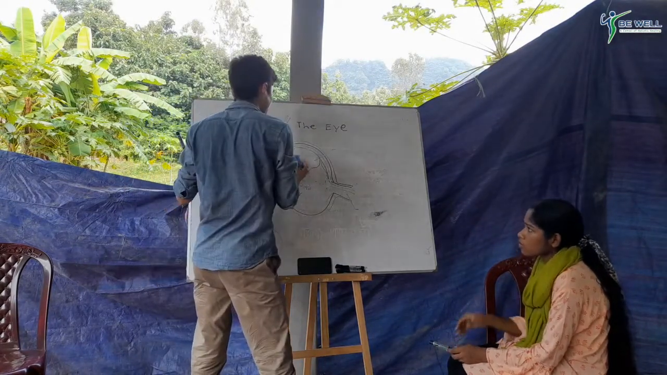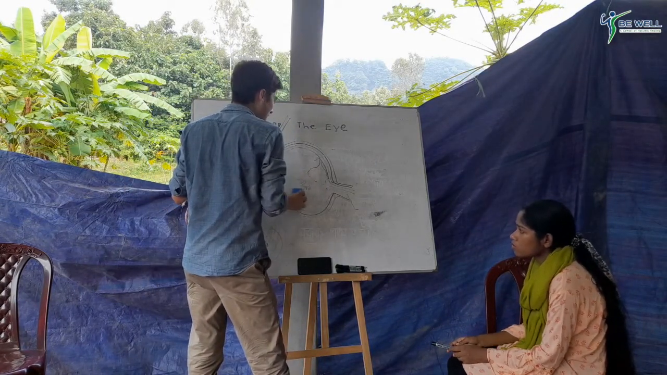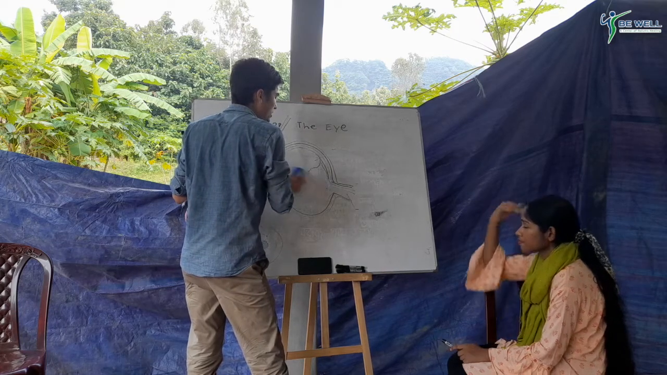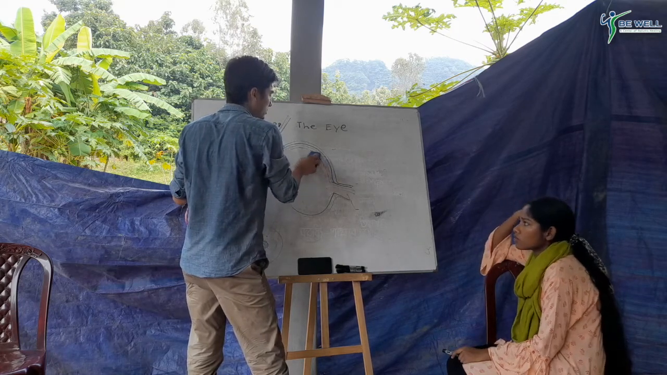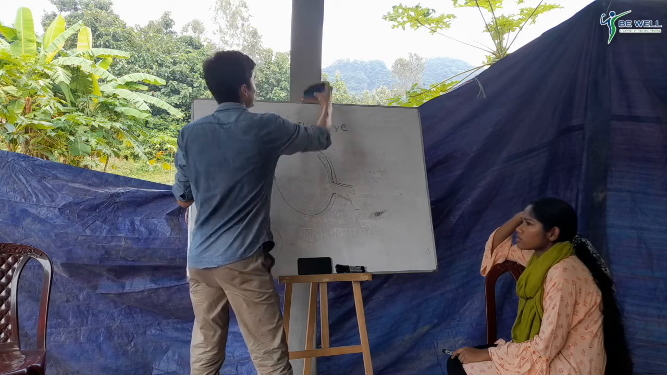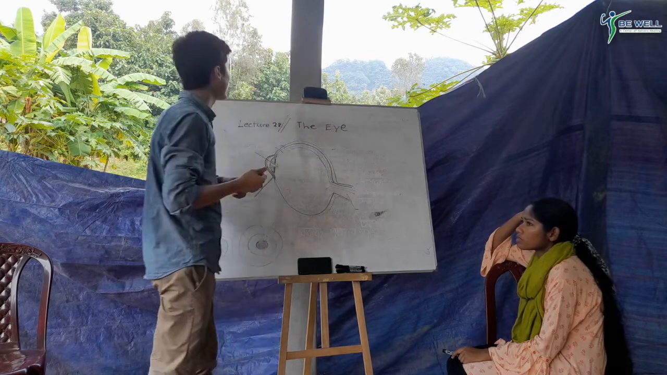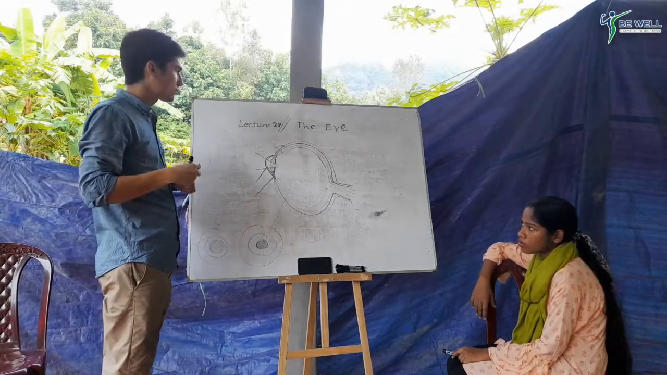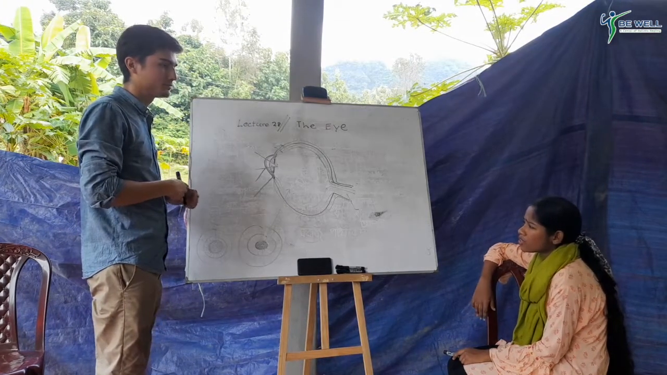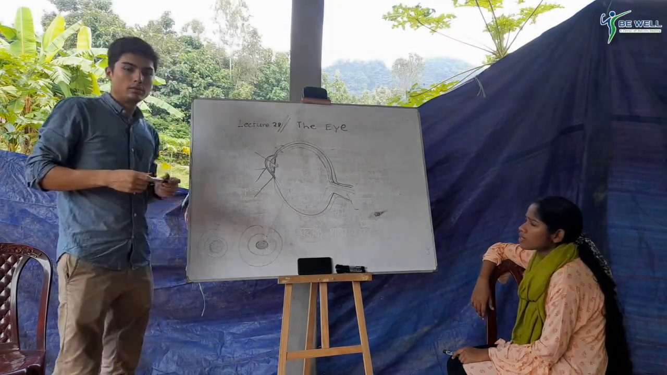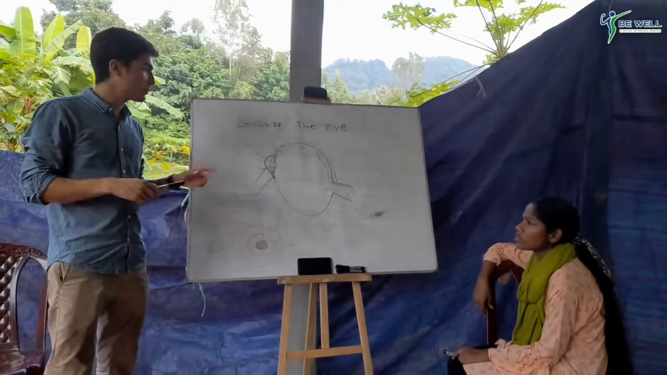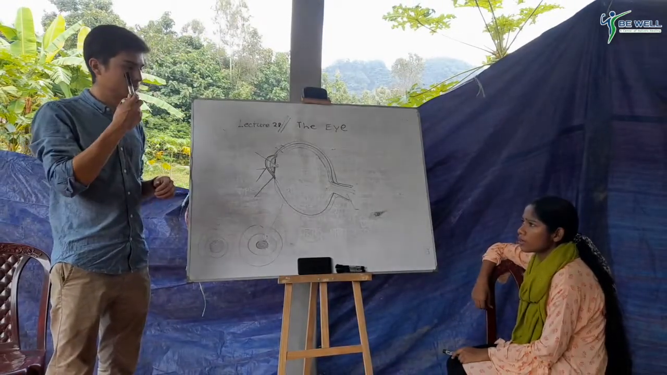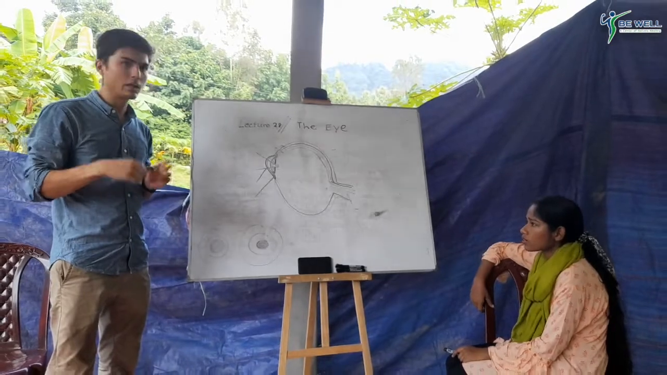Nearsightedness happens when your eye doesn't focus things correctly. It happens when your eye is not working correctly.